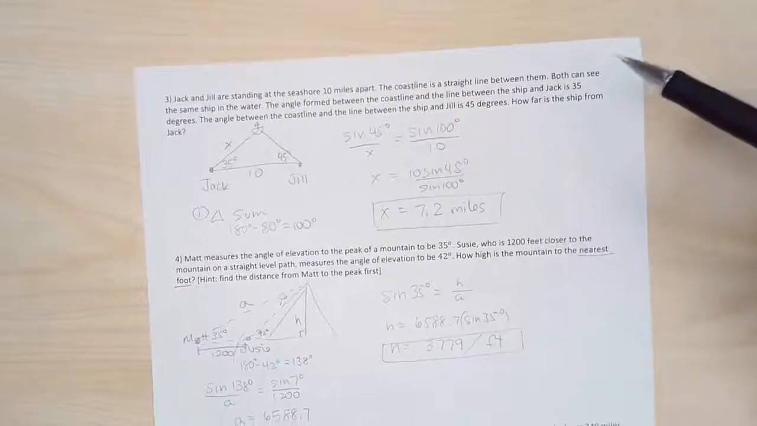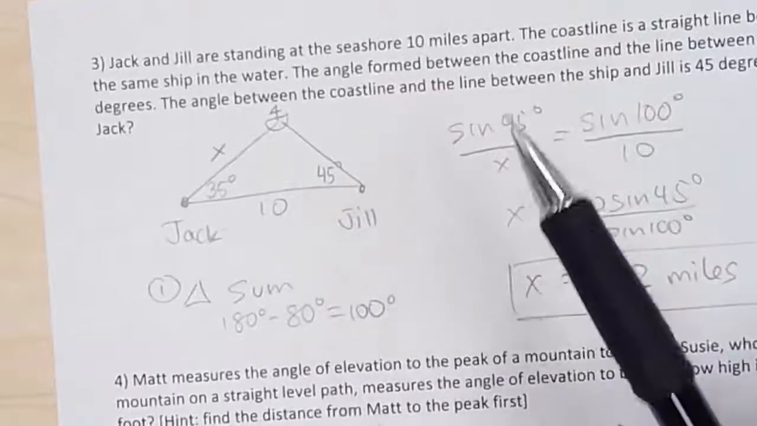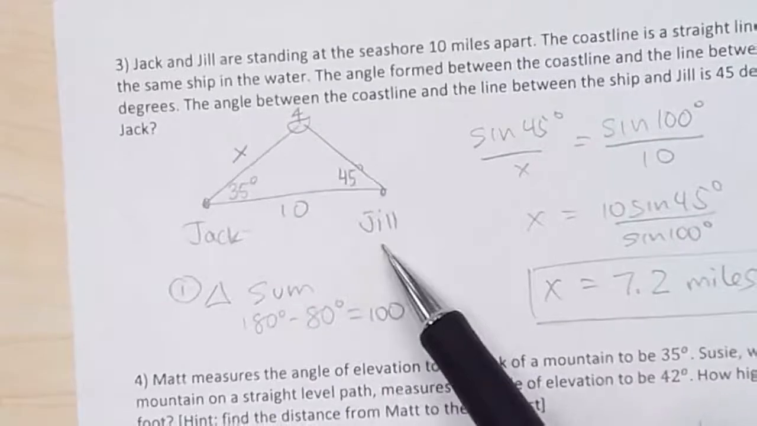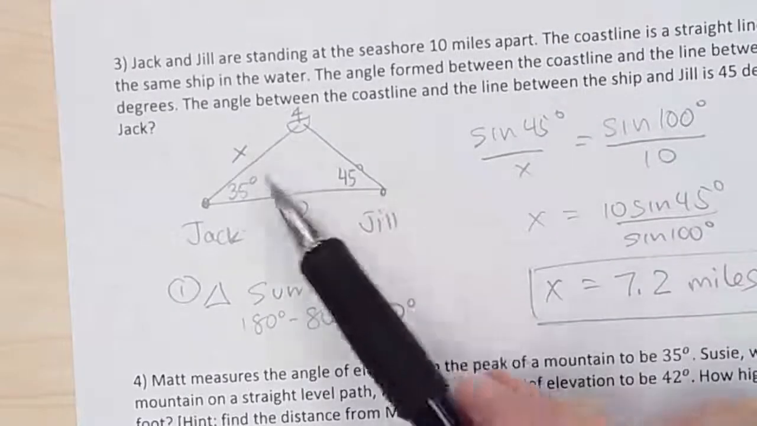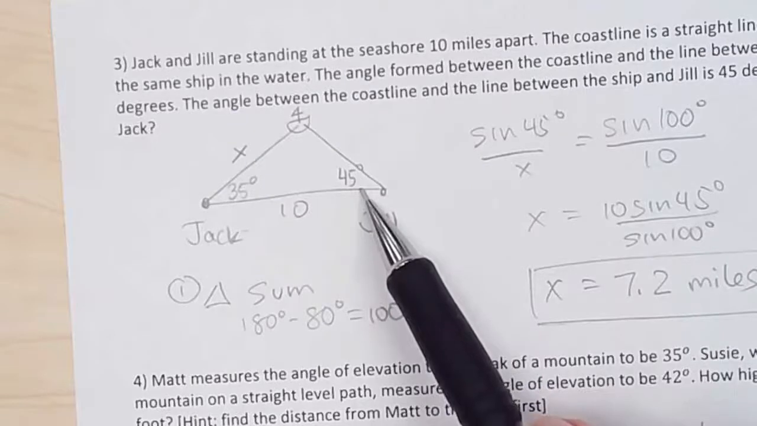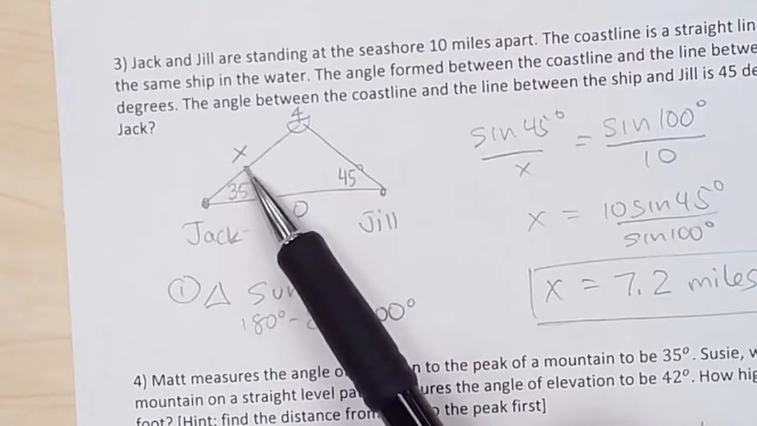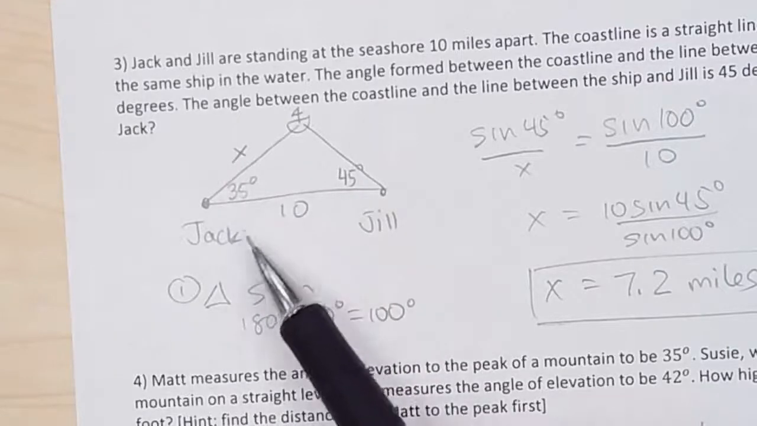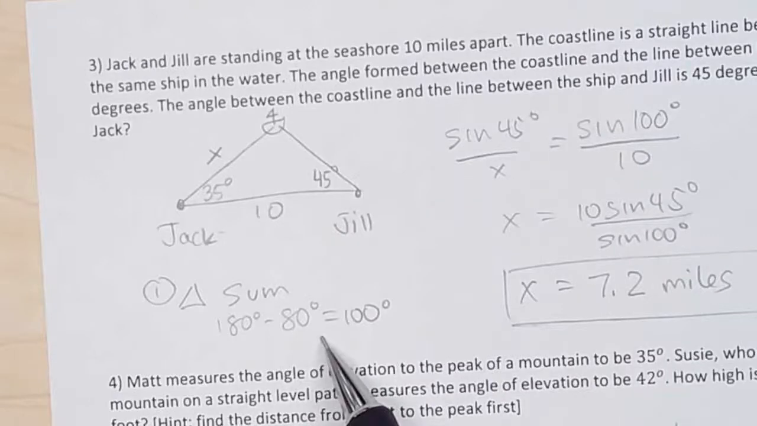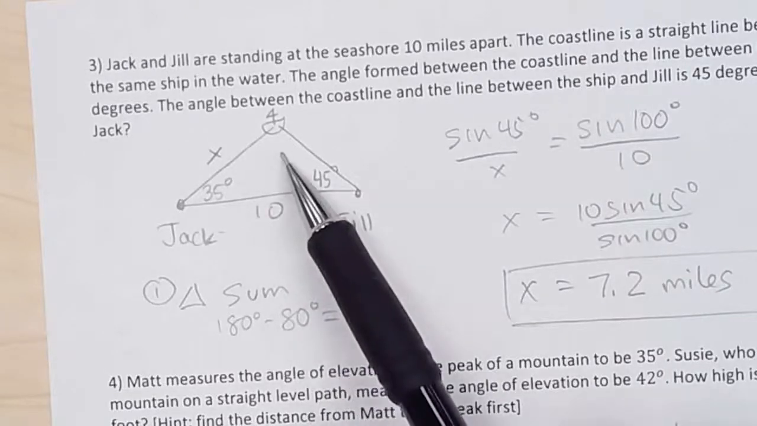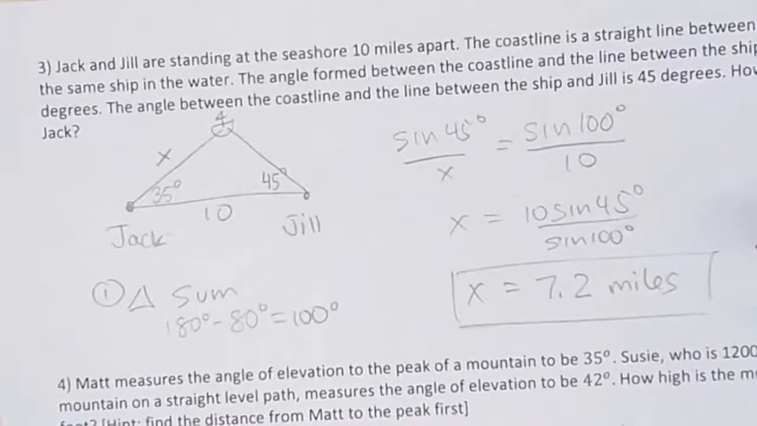Number 3, Jack and Jill. They are standing 10 miles apart. There is a 35-degree angle here, 45-degree angle here. You are looking for how far the ship is from Jack, so that's this distance here, x. Because you know all three angles in the triangle through triangle sum, you can use this side and that angle opposite to set up law of sines, and solving you'll get 7.2.